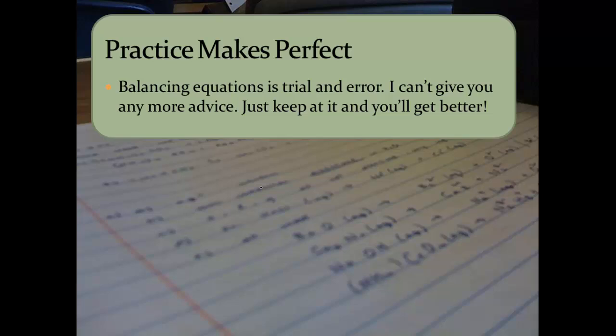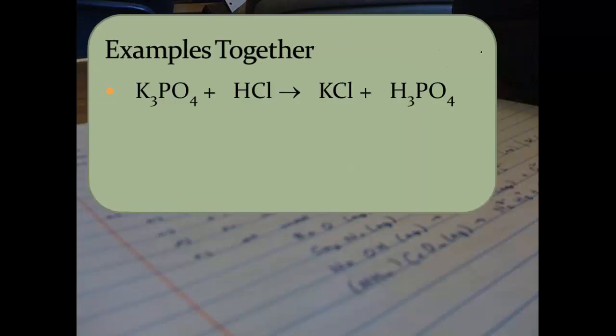Just start from scratch. Another suggestion, if you still can't get it, is to double check that you've actually written your formulas correctly. Because if you're trying to balance a chemical equation and you have calcium chloride written as CaCl, you're going to encounter problems because you don't have the formula written correctly. So practice makes perfect. You'll get there. So let's do some examples together.